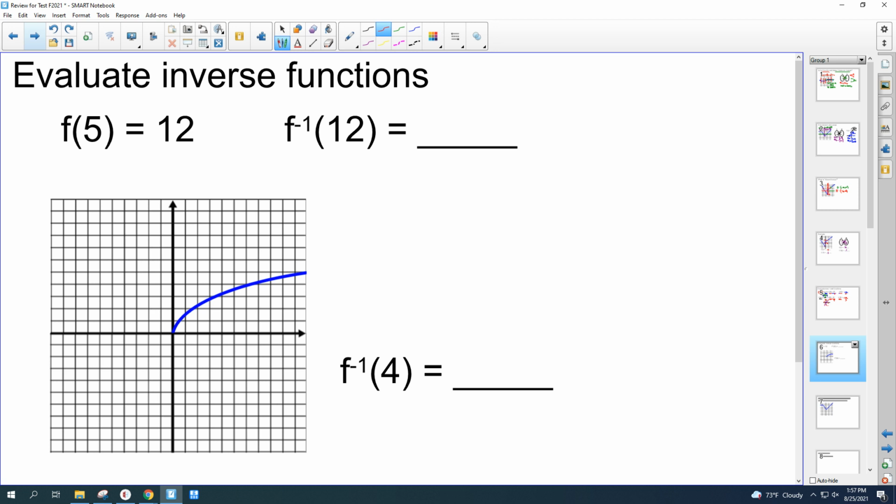Evaluate inverse functions. We've already kind of done this before, but when we talk about inverses, we switch the x and y. So that should make sense. F of 5 equals 12, so f inverse of 12 equals 5. We're just switching x and y.